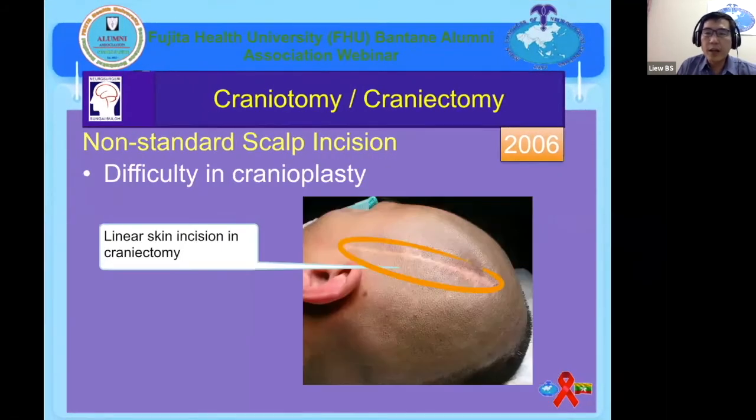And again, we used to understand that certain things can be done faster by doing a linear incision rather than doing a trauma flap. But the difficulty is when we want to do a cranioplasty. I had one case where I found it very difficult to replace the bone flap with this kind of incision.